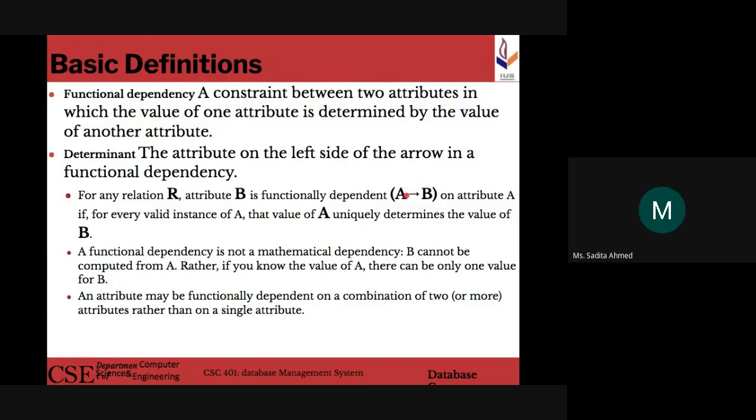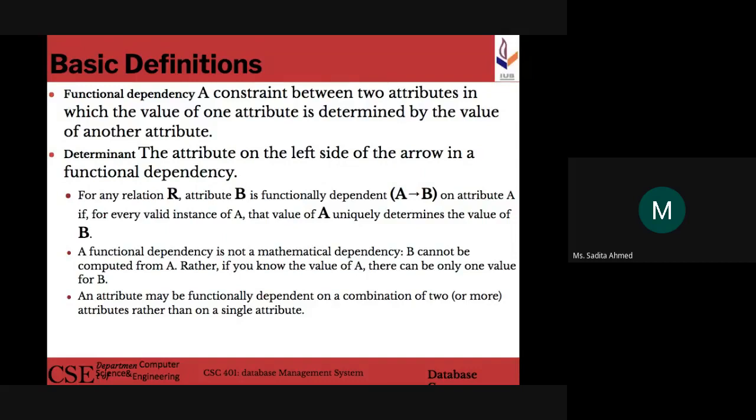And what do we mean by that? It means that if you know the value of A, from that value, you can find out or identify B. If you know the value of A, for that value, there can be only one value of B. Hence, from A's value, you can determine the value of B. This is not any mathematical calculation. It has nothing to do with any mathematical calculation or any algebraic calculation, all right?